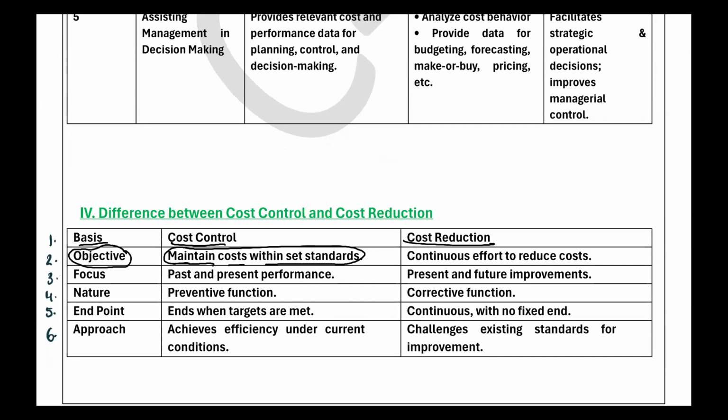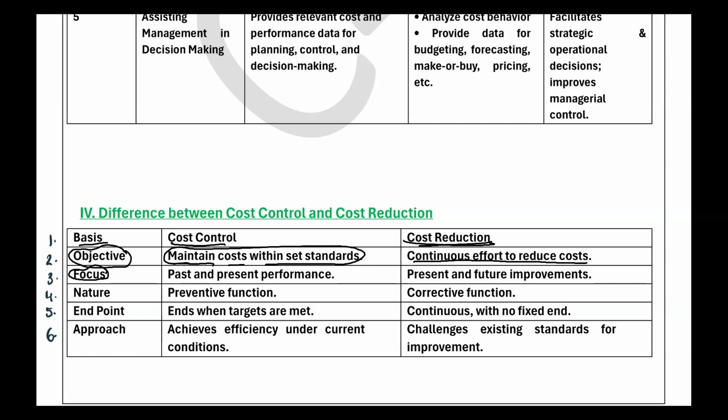If the standard is 100 and it is in excess, you need to reduce. If it is deprived, at 80, you need to improve. You should come to maintain it within the set standards. Cost reduction is a continuous effort to reduce cost. Whenever you think of cost reduction, think of Japan, which tries to reduce cost at every level. They think there are always some non-value added things that should be removed at every point. So they always believe in cost reduction. It is a continuous effort to reduce costs.